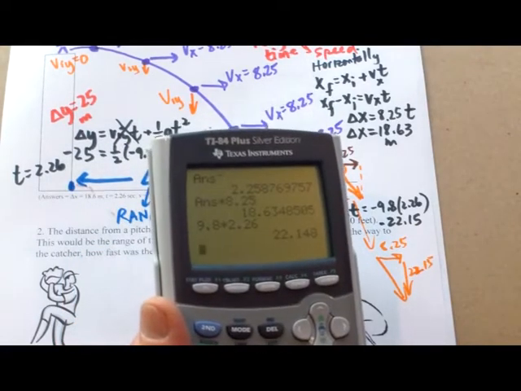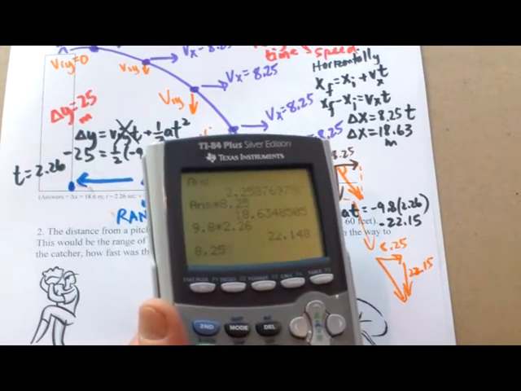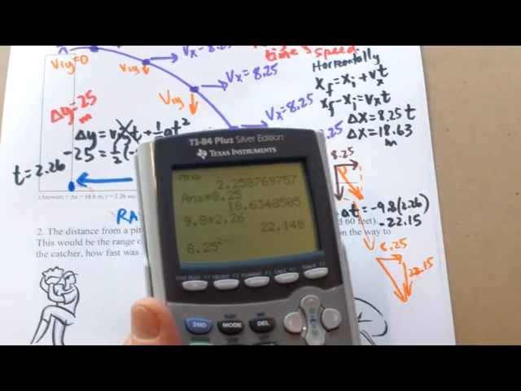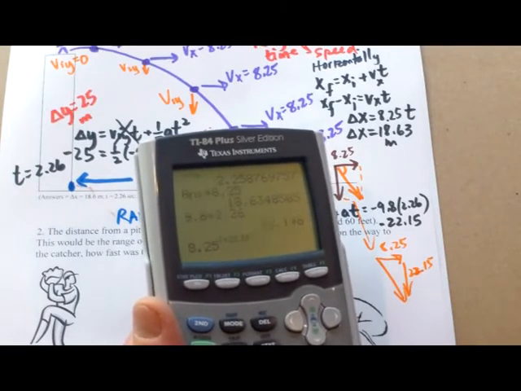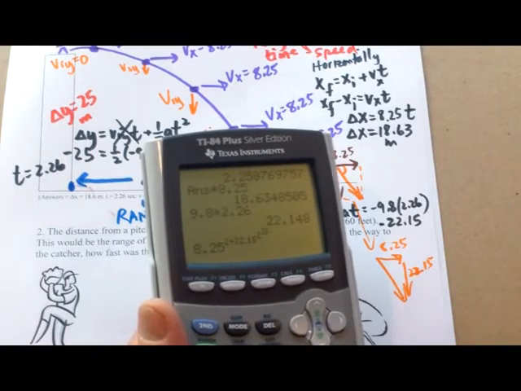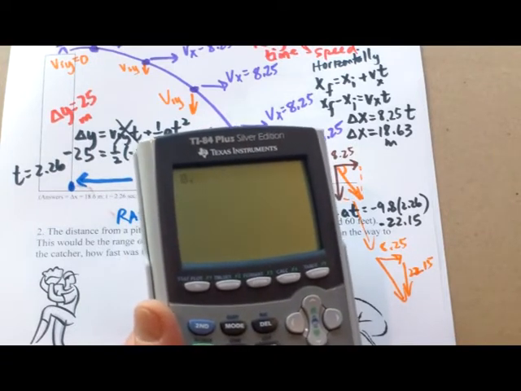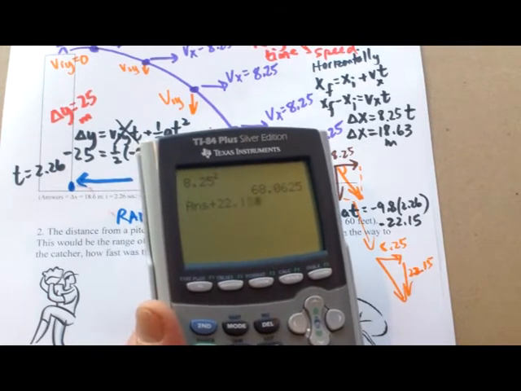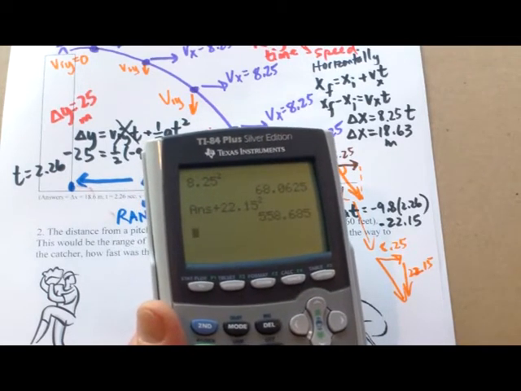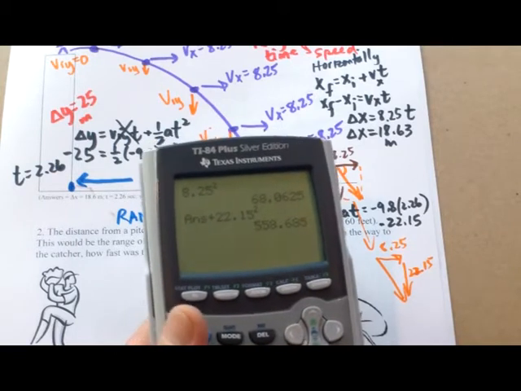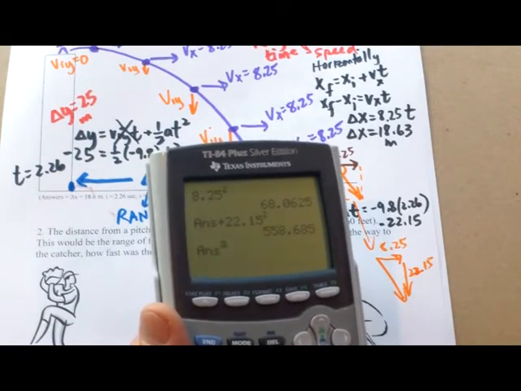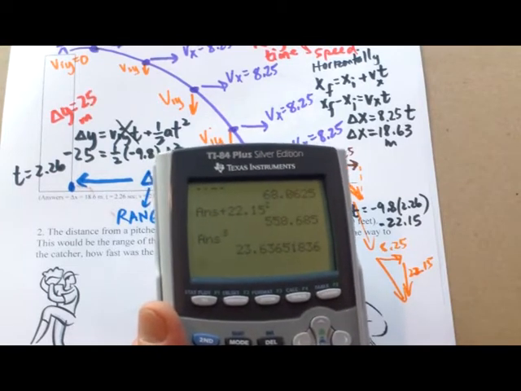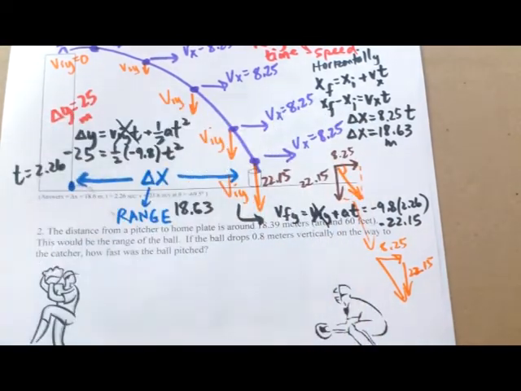So on your calculator, I'm going to take 8.25 squared plus 22.15 squared. Oh, I don't think my calculator likes that. Let me try to do that again. 8.25 squared. Okay, I get a number for that. Then I want to add 22.15 squared. Okay, then I want to take a square root. So I'm going to take my answer and take it to the half power. I get around 23.6.